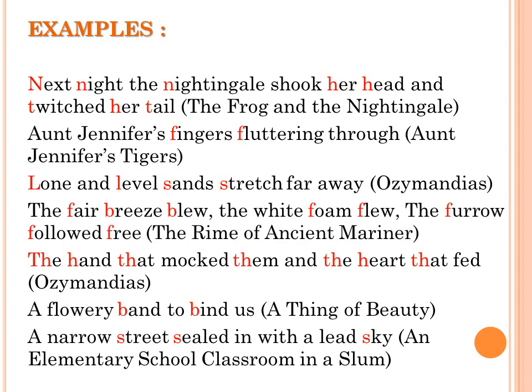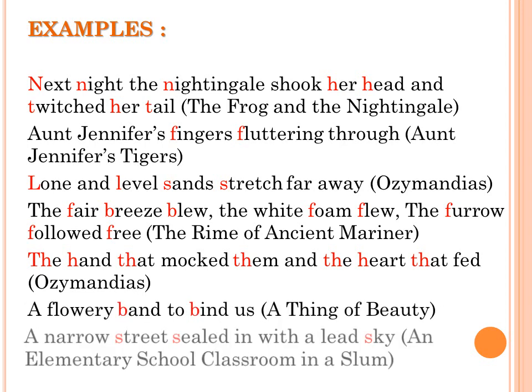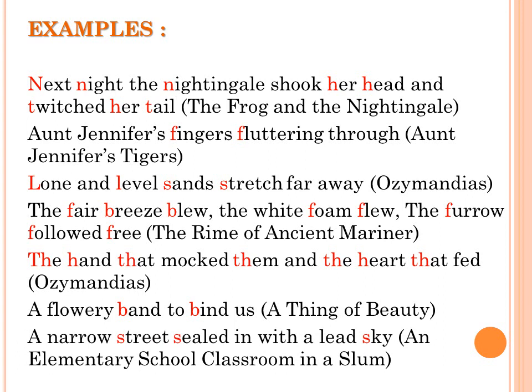The fair breeze blew, the white foam flew, the furrow followed free. How beautiful and musical this line is, because the repetition of sounds B and F is done in this line. The hand that mocked them and the heart that fed. Here the repetition of sounds TH and H is done. A flowery band to bind us. Repetition of letter B. A narrow street sealed in with a lead sky. Repetition of sound S is done in this line.